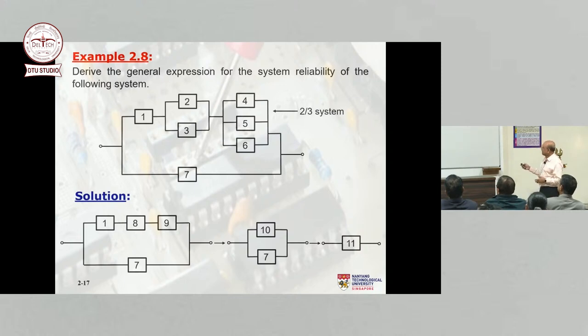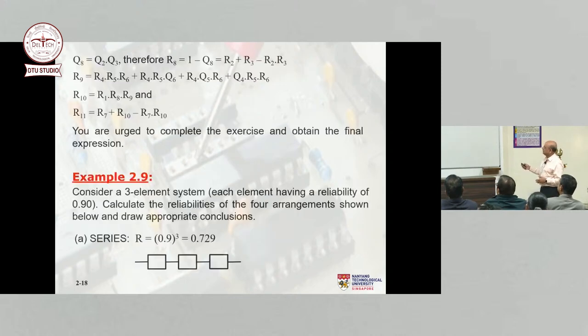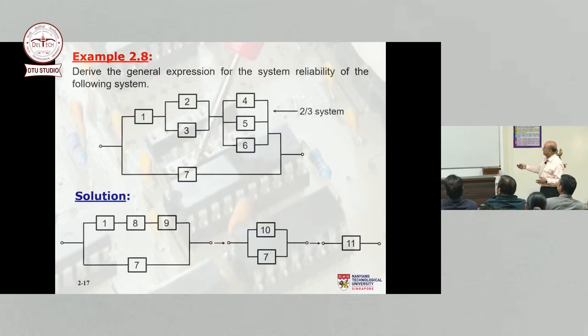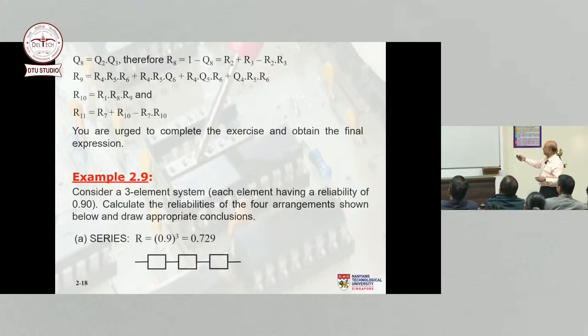Okay. So how will we approach this? We start from Q8 is equal to Q2, Q3. So 8, this is the component 8, parallel, fully redundant 2 and 3. So what is the unreliability of this subsystem? It's Q2 times Q3. And therefore the reliability is R2 plus R3 minus R2, R3, right? I hope you still remember those equations. So this is Q8, therefore R8 is 1 minus Q8, so R2 plus R3 minus R2, R3.